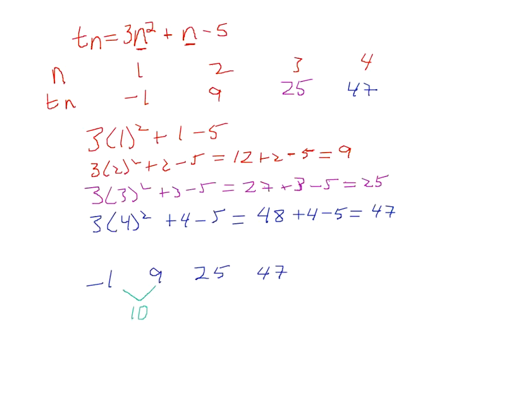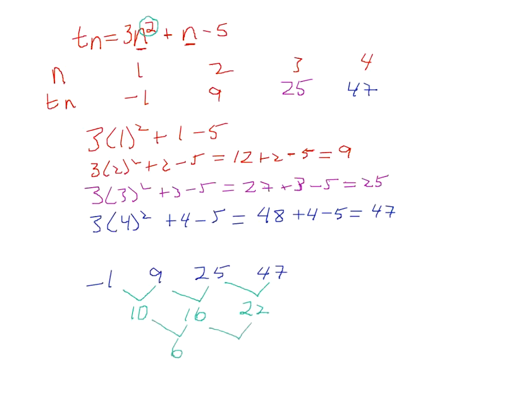9 subtract negative 1 is 10. 25 subtract 9 is 16. 47 subtract 25 is 22. Obviously this isn't common. I wasn't expecting it to be common. This n squared is going to tell me that the common difference is not on the first level.